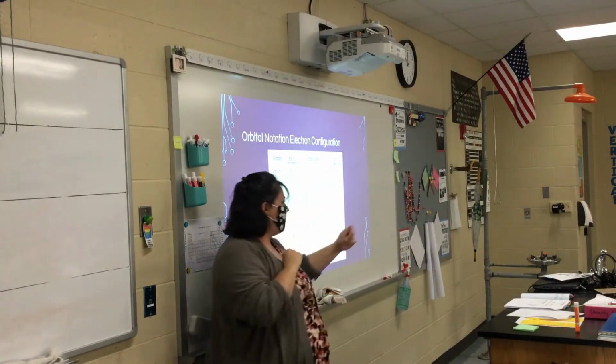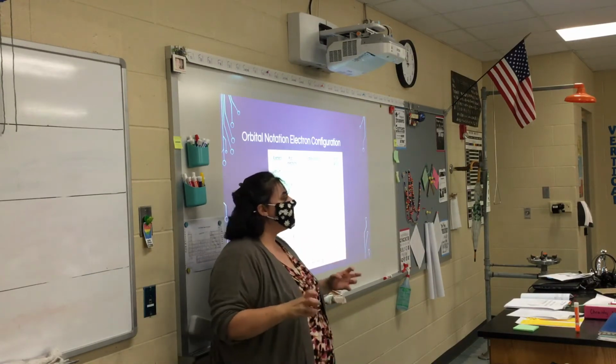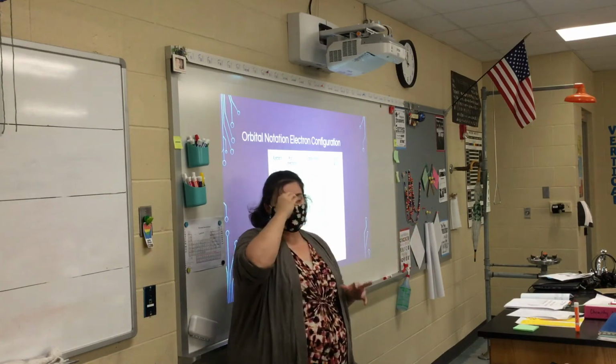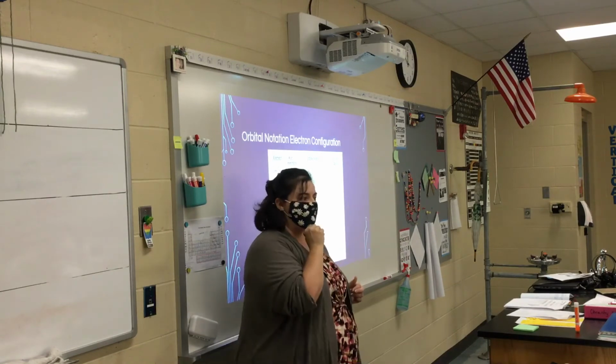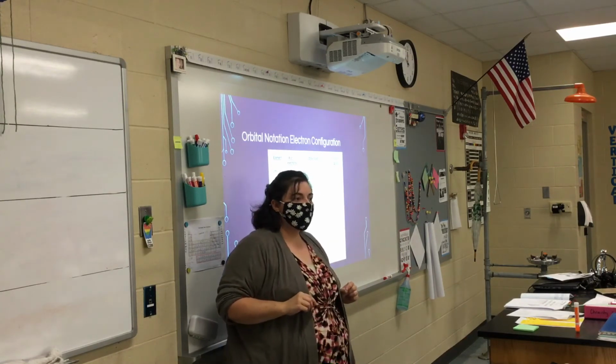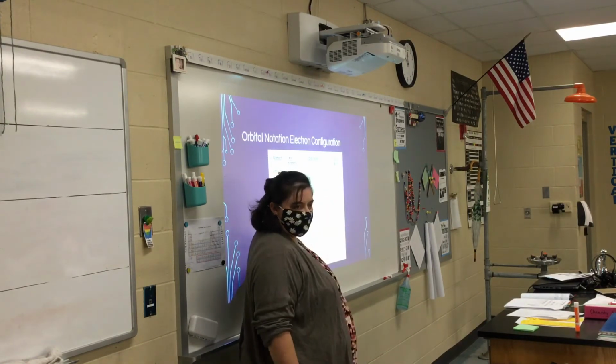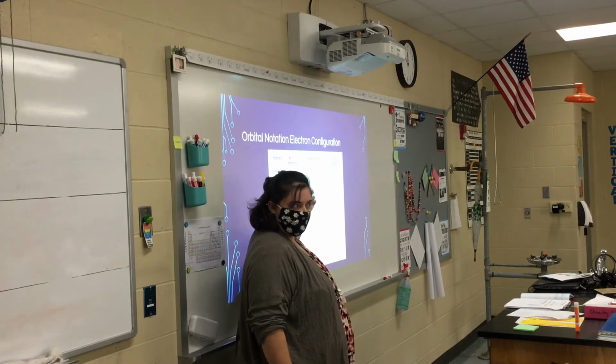Now, let's talk about the arrows. Gracie, you can look at the arrows now. The arrows represent the electrons. Each arrow is 1 electron. So how many electrons does lithium have? 3. It's element number 3. It's got 3 electrons. There are 3 arrows. Got it?